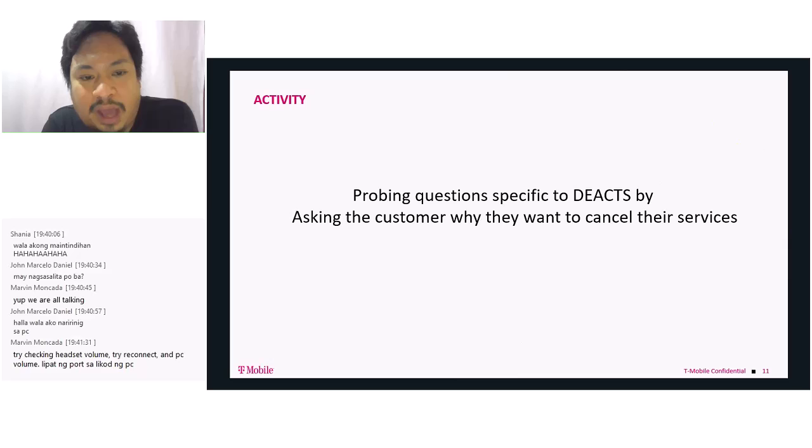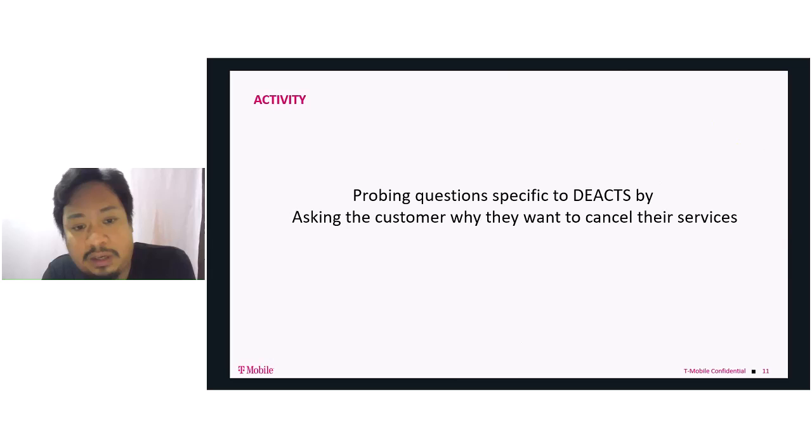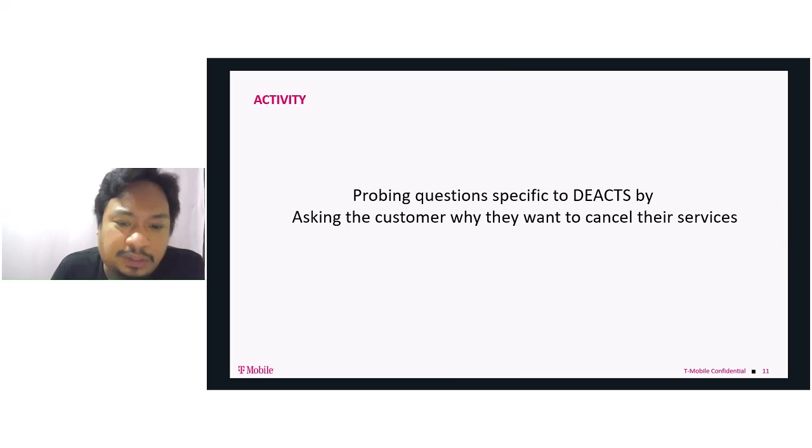Probing questions specific to the acts by asking the customer why they want to cancel the service. This is one example that I was able to pull up from the reports, no? In the coaching reports, the coach said the expert's behavior is to ask specific probing questions specific to the acts by asking the customer why they want to cancel the service. If I ask you if you understand this, it's clear as to what they want to do. But we can simplify this further.